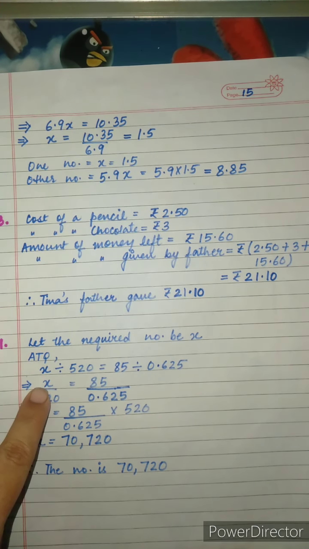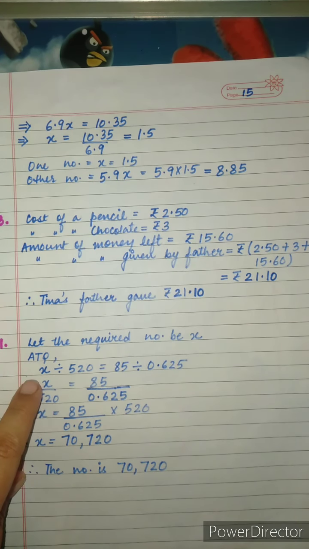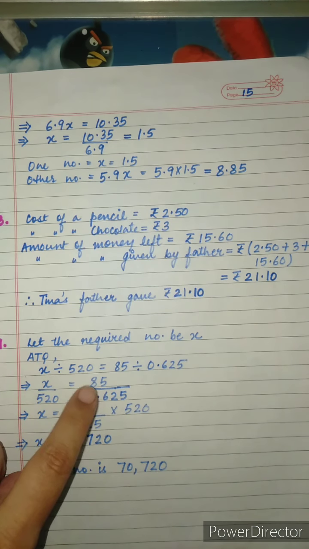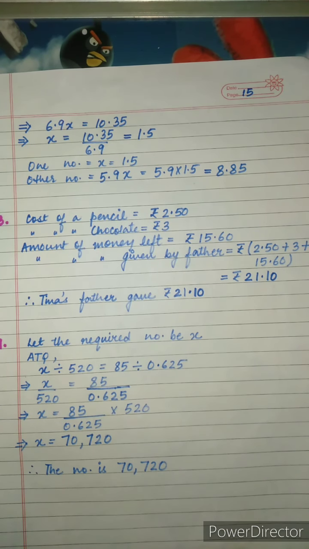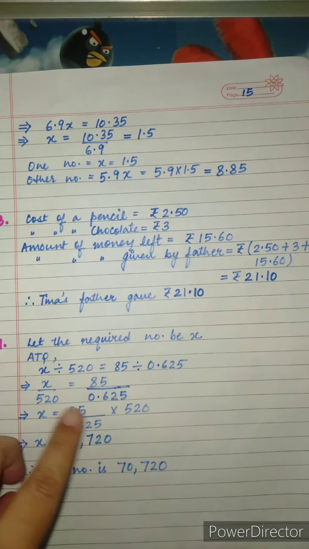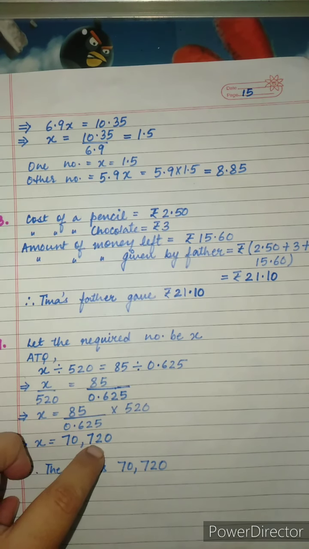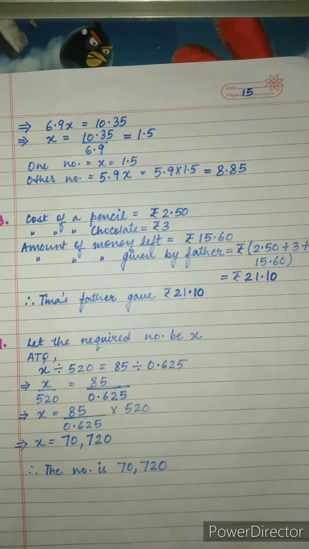So it will be again a linear equation. So x upon 520 is equal to 85 upon 0.625. So when you are going to solve this linear equation, the required number will be 70,720. So students, this was the explanation of the chapter decimals.